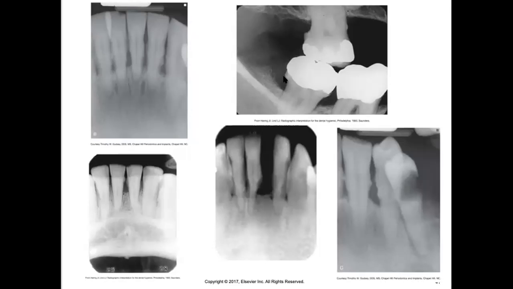Here is a posterior tooth. We see these little nodules or barnacles on the side of the teeth here. That is all calculus or tartar. Same thing on this patient here. We can see lots of bone loss that is resulting from those pieces of tartar.